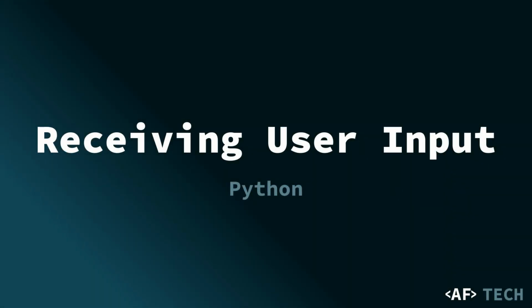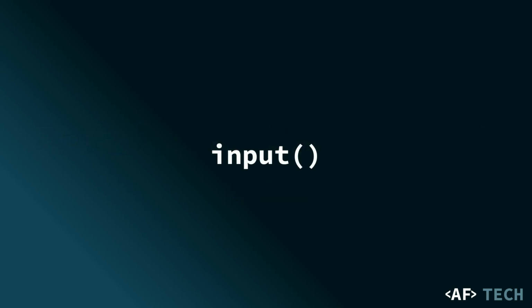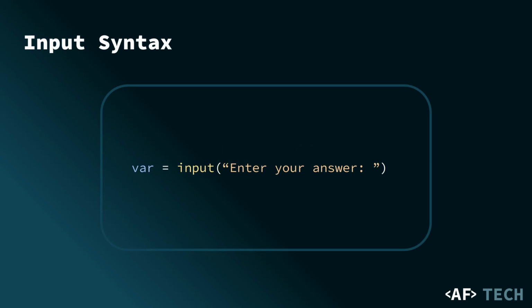Hey everyone, in this section, we're going to be talking about receiving user input. In Python, we use the input function to get input from the user in the terminal. The syntax for creating an input is you're most likely going to want to store it into a variable, so we'll do variable is equal to input, and then inside the parentheses is what the user will see right before they input. And don't worry, I'll go over some examples.